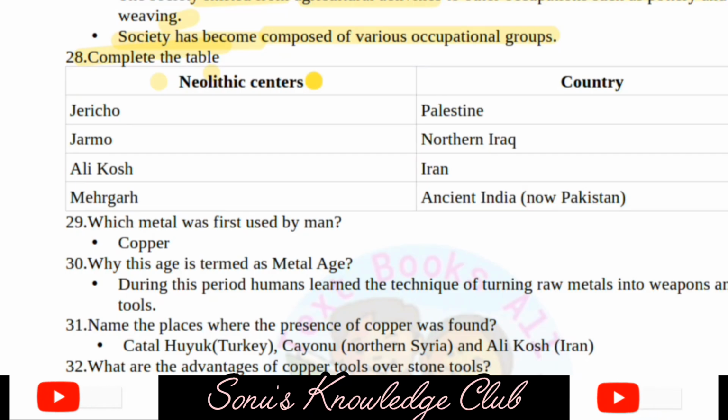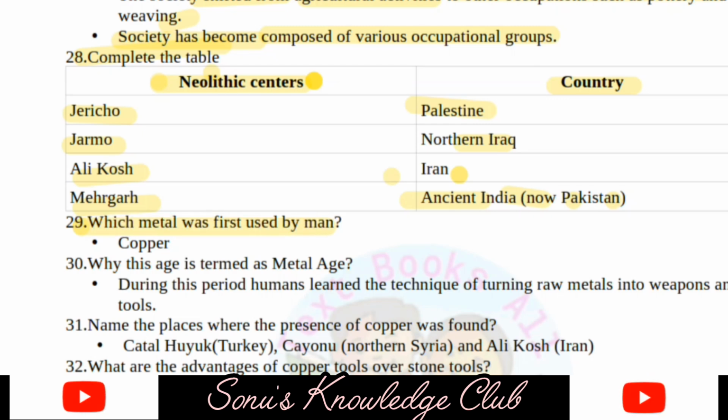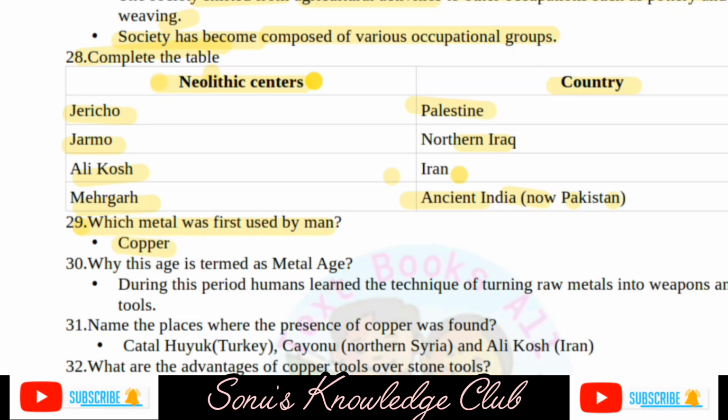Complete the table. Neolithic centers and country. Jericho, Palestine. Jarmo, northern Iraq. Aligosh, Iran. Mehrgarh, ancient India, now in Pakistan. Which metal was first used by man? Copper.